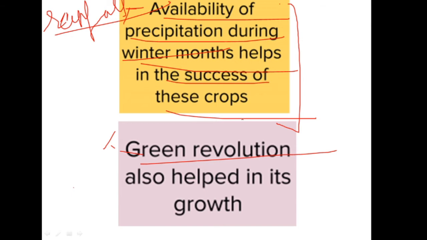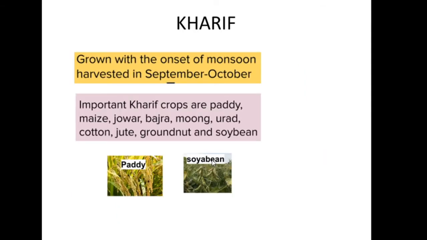Because of this green revolution, they also help in what? In the growth and the success of rabi crop. So the first point is because of the availability of precipitation during the winter month, and the second is because of the green revolution. Now the next part is the kharif.